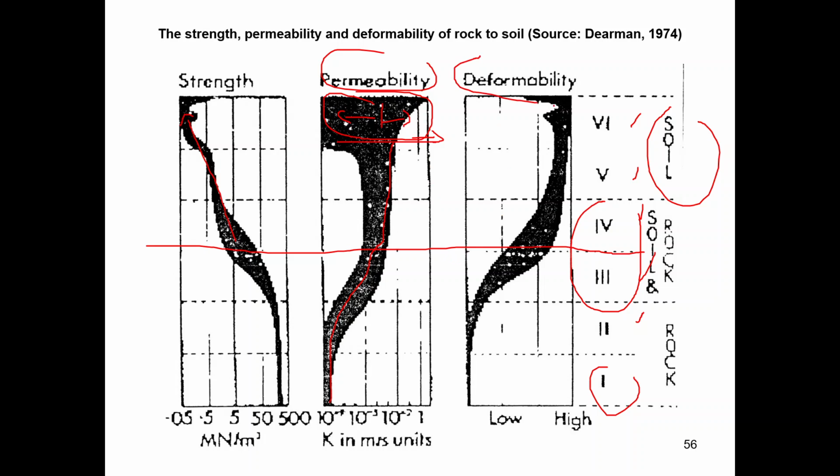In terms of deformability, if you have a high grade of weathering, it's a soil, so deformation is easy and high. If your rock has low deformation, it's because you have high strength, so normally low deformability.